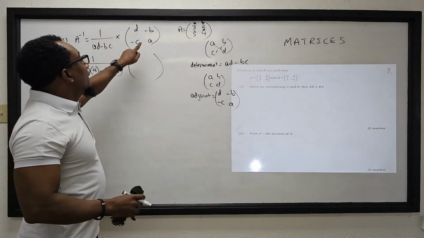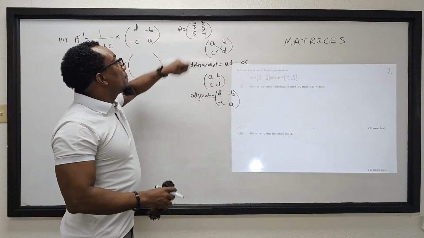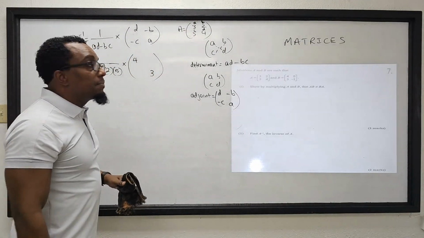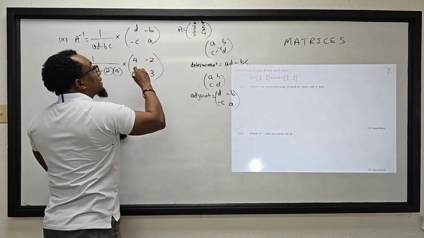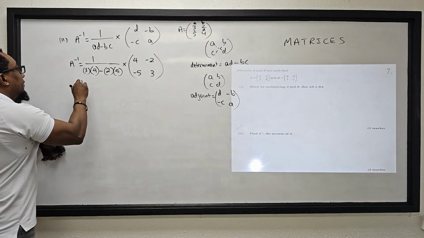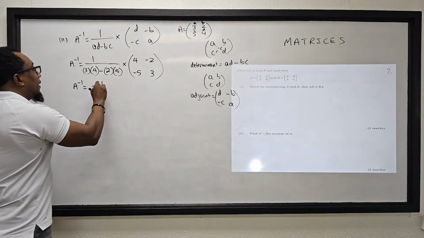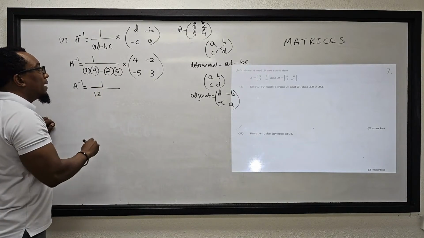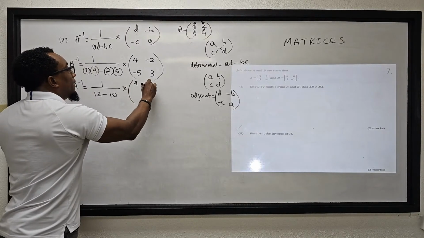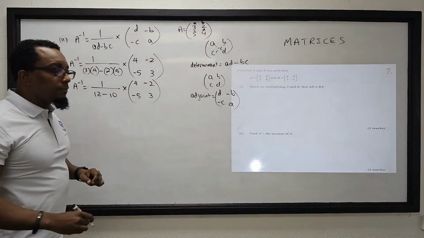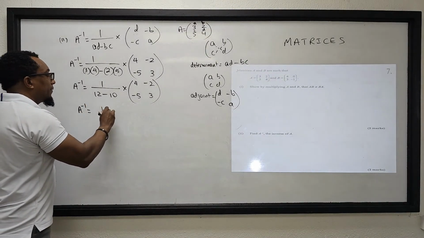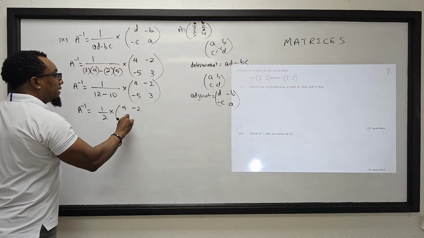Multiplied by the adjoint, interchanging both A and D. So I'm going to place 4 here, 3 here, I'll interchange them first, and I'm going to change the signs of B and C. Positive 2 becomes negative 2, positive 5 becomes negative 5. When we simplify this, we're going to get A inverse will be 1 all over 4 by 3 is 12, subtract 2 by 5 is 10, times the adjoint 4, negative 2, negative 5, 3. And that will simplify to A to the power of negative 1 is 1 over 2, which is a half, times 4, negative 2, negative 5, 3.